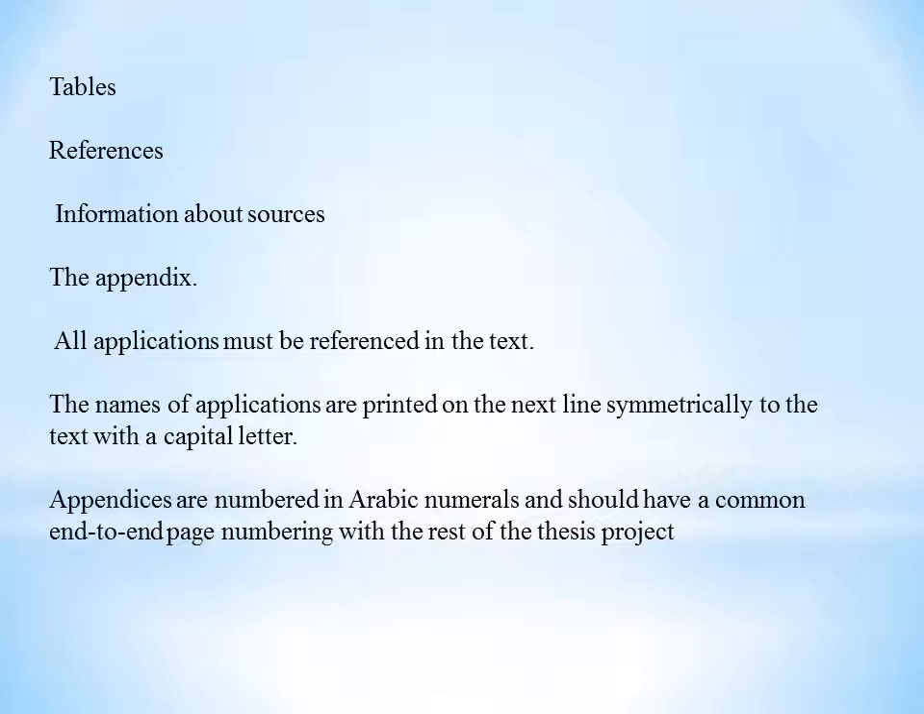References to the sources used are given in square brackets. In case of repeated references to the same source, the corresponding pages are placed in square brackets in addition to the ordinal number of the source. The number of references in the text should correspond to the number of sources in the list of references. Information about sources should be arranged in the order in which references to sources appear in the text of the thesis project, numbered in Arabic numerals without a dot and printed with paragraph indentation.